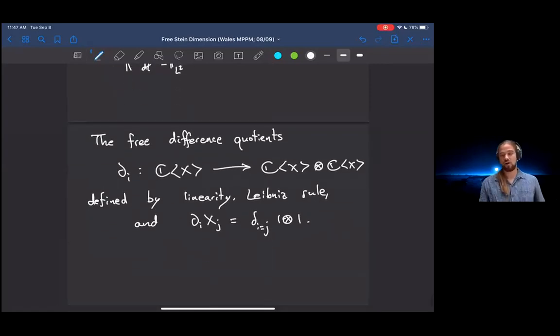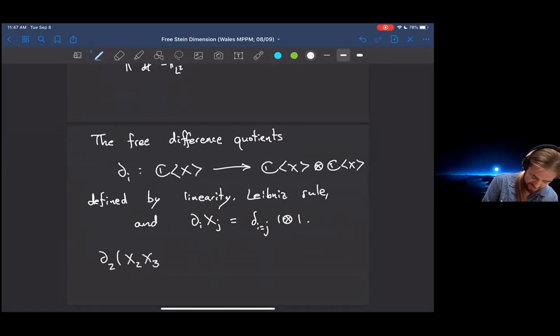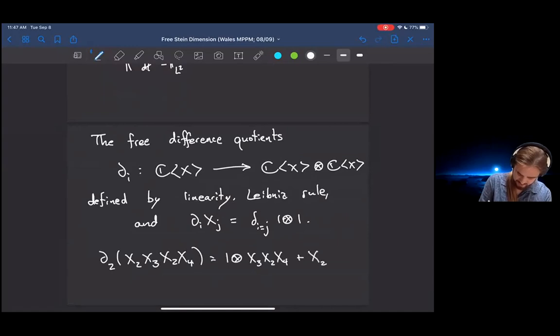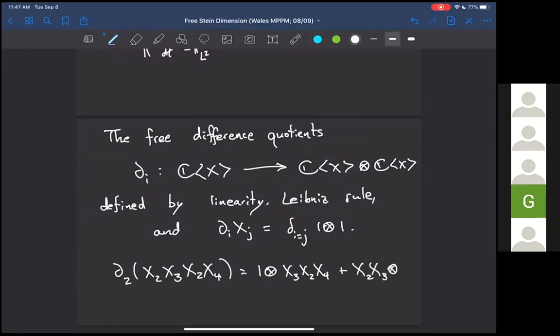Okay. And so why do I call these difference quotients? Well, let me give you two quick examples. The first is if I take, say, the second derivative of x2 x3 x2 x4, then I get two terms surviving, and more or less what the derivative does is every time it sees a matching variable, it replaces it with a tensor sign. So we have 1 tensor x3 x2 x4, and x2 x3 tensor x4. And you can just sort of repeat this exercise forever.